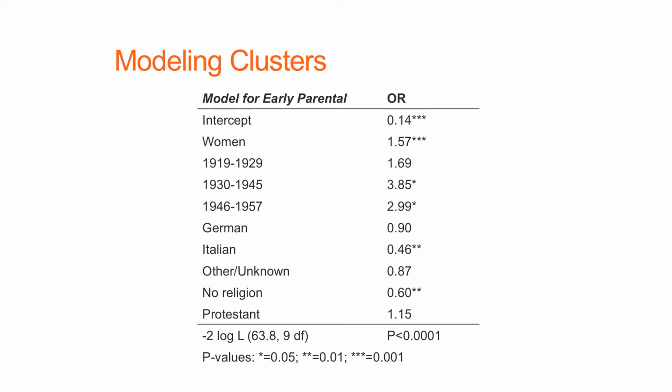And it shows that those people who have higher odds of being in the early parental cluster are women who were born later. Those who interviewed in Italian or had no religion were less likely to be in the early parental cluster.